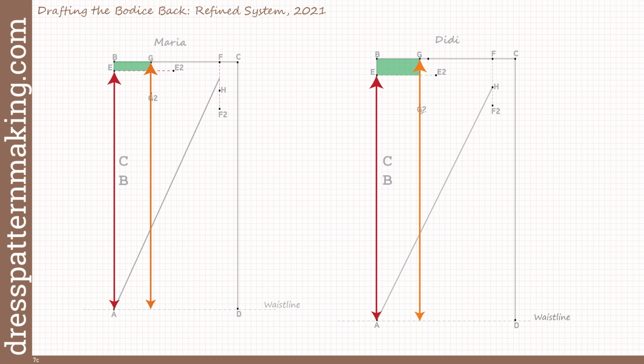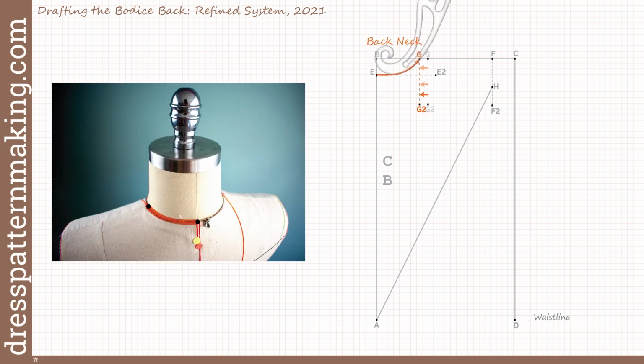So if you fall into that category with a large difference between your centre back and full length back measurements, you'll need to do some adjusting and finessing so that you don't end up with a gaping back neck, or that your high neck point doesn't end up too far out on your shoulder. So basically, you'll have to draw that neckline curve in and measure it. If the measurement from E to G ends up being a lot longer, or quite a bit longer than your actual measurement, you'll need to move point G over to the left and try again.